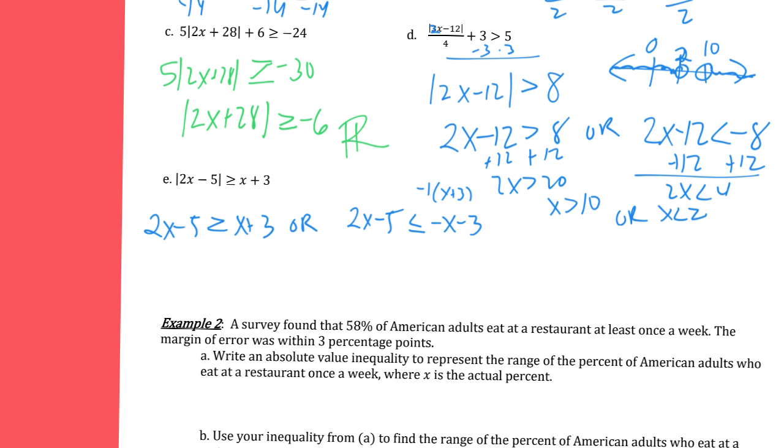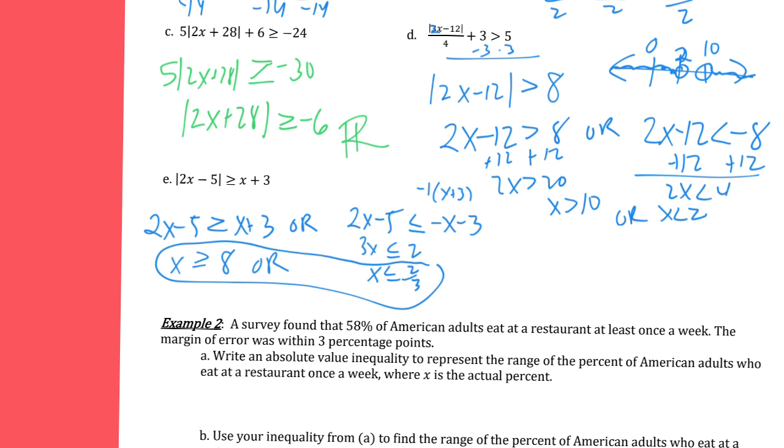And then we solve each problem. Okay, so if you bring x to one side, you're going to get x greater than or equal to, bring the 5 to the other side, 8. And the other part, you're going to add, you're going to get 3x, and you're going to add the 5 there, and you get less than or equal to 2. So x is less than or equal to 2/3. Those are your two parameters. And if you graph them, they're going to go apart from each other.